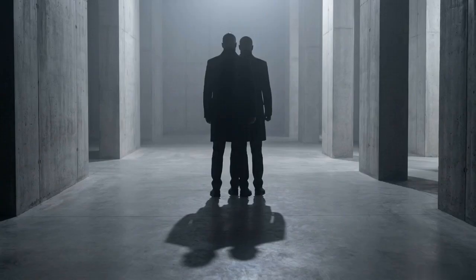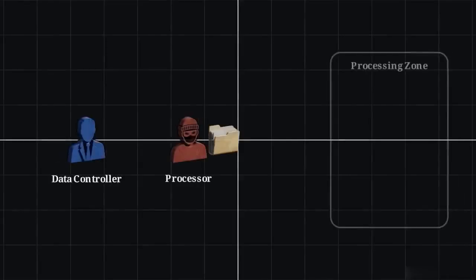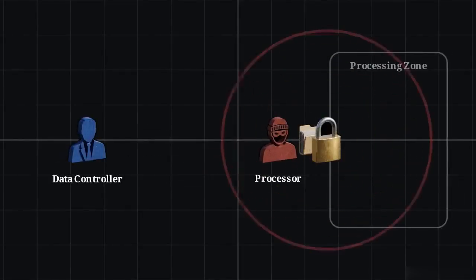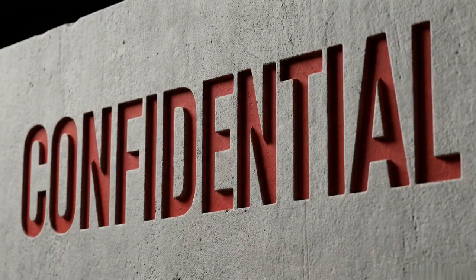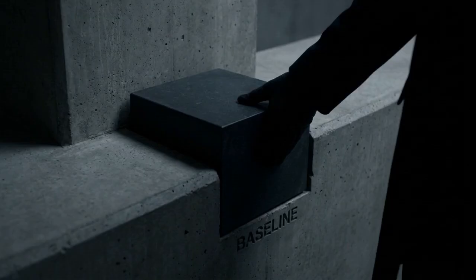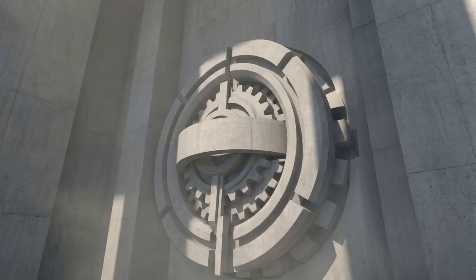Technical execution falters the moment these roles blur. A processor acting without explicit instructions from a controller breaks the legal framework entirely. By unifying rigorous data classification, precise role assignment, physical state awareness, and baseline tailoring, you transition out of simple compliance checklists. You build verifiable, durable engineering.